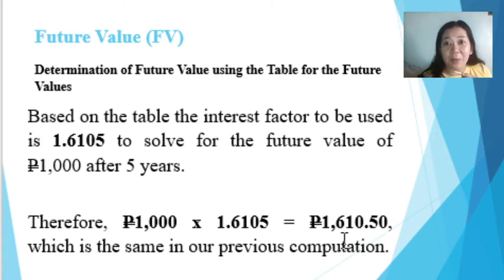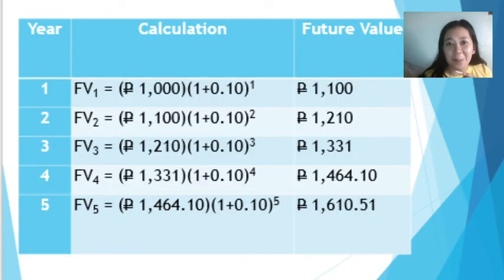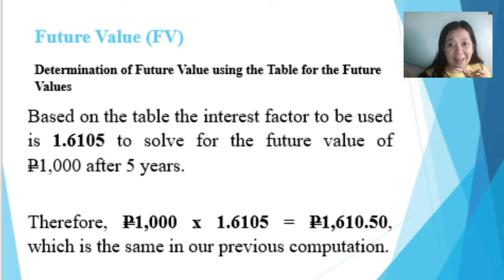If you notice, this is actually easier compared to the first one that we have. If you still remember, let us go back to this one. In this one, you have to multiply every year the principal or the future value with our interest rate, and so on. Unlike in this case, using the table, all you have to do is locate it and then multiply it with our interest factor, and then you will have the future value.